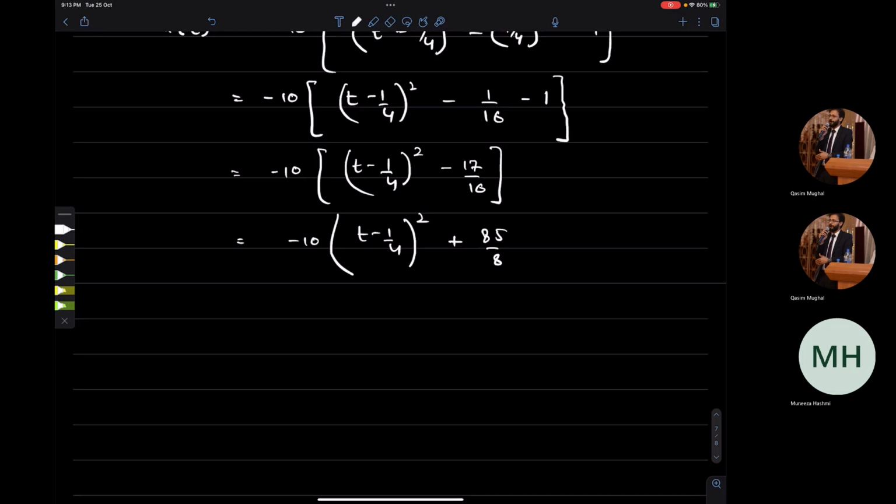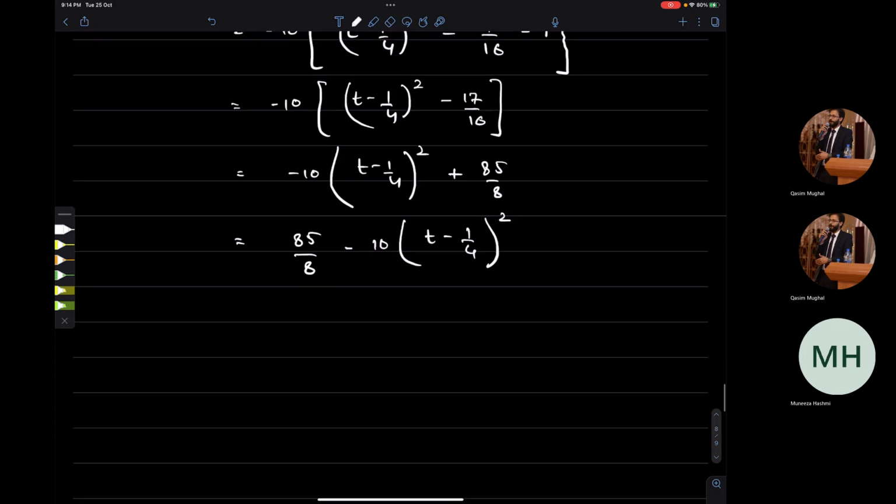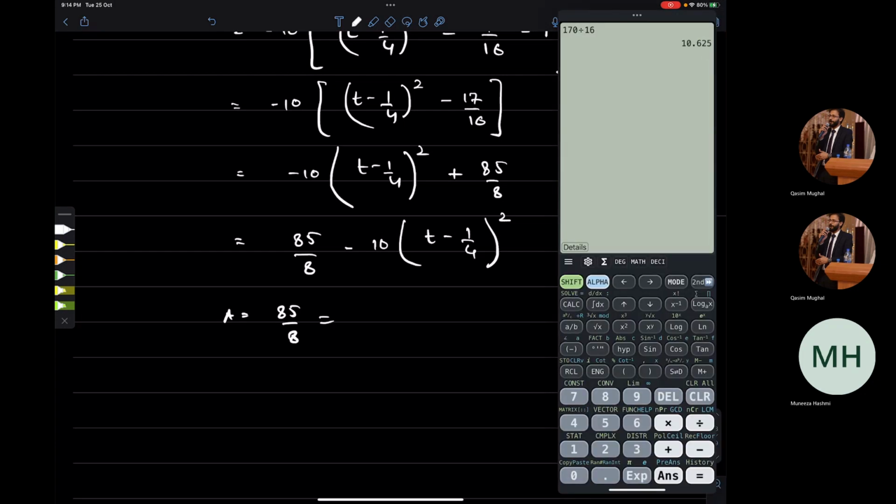All right, so we've done it. So 85 over 8 minus 10 into t minus 1 by 4, and then the whole square of it. Now a is 85 over 8, which can be written as 10.625. And b is, examiners use minus b, so I'm just going to copy it down as it is. And c is just 1 by 4, which is 0.25.